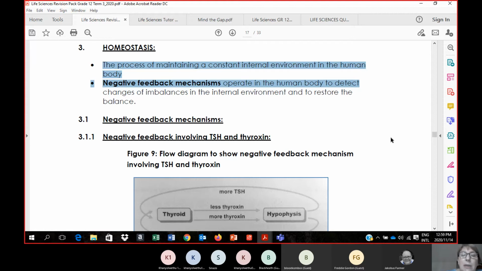So you need to know about this, and this is all controlled by what we call negative feedback mechanisms. So these negative feedback mechanisms operate in the body to detect changes in the internal environment and to restore the balance again.